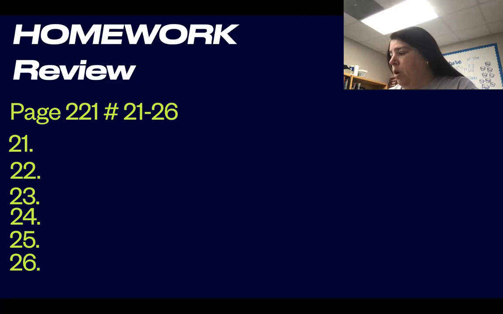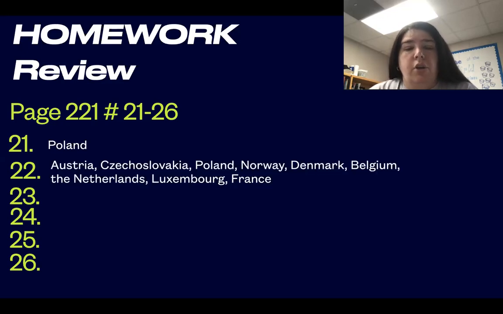Okay, you had some homework last night, so let us review. We're on page 221. You should have numbers 21 through 26. Let's start with 21. What country did Germany invade, resulting in the beginning of World War II? Poland, very good. 22. What countries did Germany defeat during the first years of war? Austria, Czechoslovakia, Poland, Norway, Denmark, Belgium, Netherlands, Luxembourg, and France.